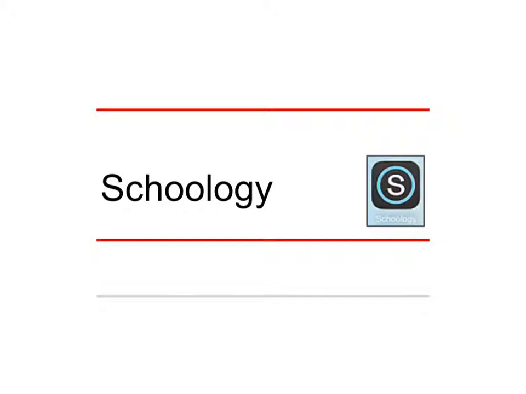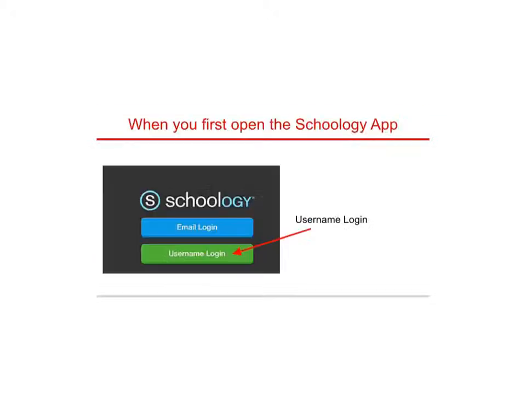The thing that you need to do first before you can use the Schoology app successfully is to learn how to log in. The number one mistake that kids make when they log into the Schoology app the first time is they click on the email login button. That one does not work. What you need to do is click on the one that says username login.